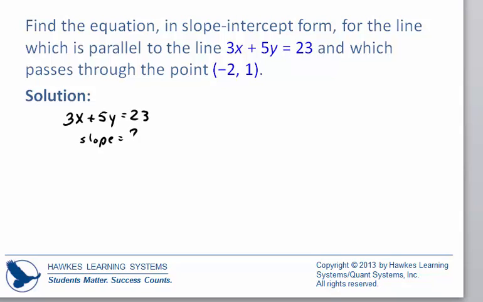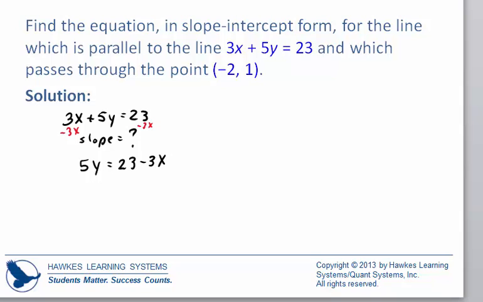Now I know that if I'm going to find the slope, it needs to be written in slope-intercept form. So let's begin by working on that. Slope-intercept form, remember, means that you're going to solve it for y. So I'm going to subtract the 3x from both sides, which will leave me 5y is equal to 23 minus 3x.